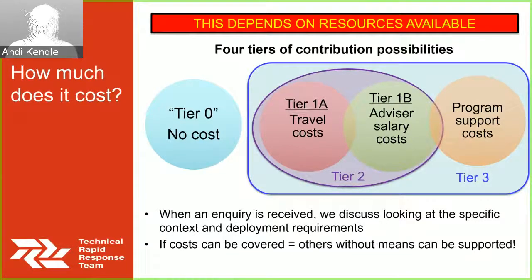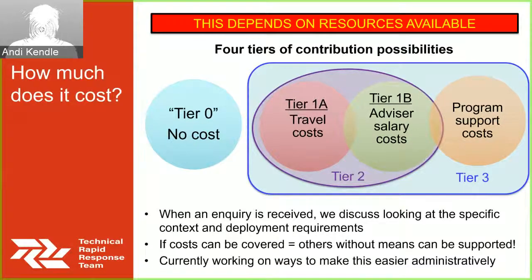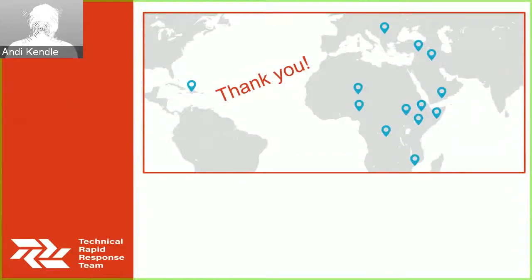Finally, if costs can be covered, that means, as I mentioned a few minutes ago, others without means can be supported. That means the money that we do have from OFDA can go just a little bit further. So currently, obviously, this is called cost sharing, cost recovery. Obviously, this makes it a little bit more administratively heavy, but we're currently working on ways to make this easier. So don't be scared about this. Okay, I think that's it from my side.